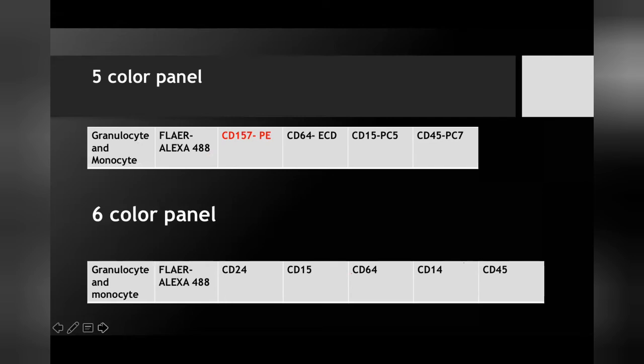In a 5-color panel, obviously the granulocyte and monocyte can both be studied in the same tube. Here, FLAER is there in the FITC channel. And in the PE channel, we add CD157. Now, the advantage of using CD157 is that it is a GPI anchored marker, which can be read on both neutrophils and monocytes. So you'll gate using the gating markers, and then you will read the population of interest for the expression of FLAER and CD157. Or else you can use a 6-color panel where instead of CD157, you can use CD24 and CD15.